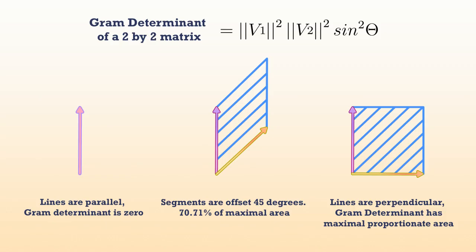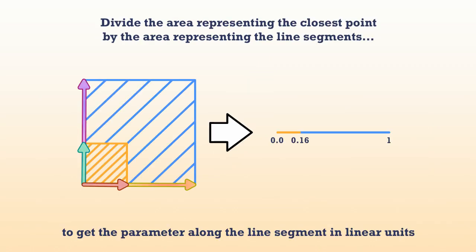To find the values along the segments, we will divide the area representing the closest points by the area representing the two segment vectors. This will give us the value in linear units. The area representing the closest points can be larger than the area representing the two segment vectors, because the closest points can be beyond the demarcation points of the segments.